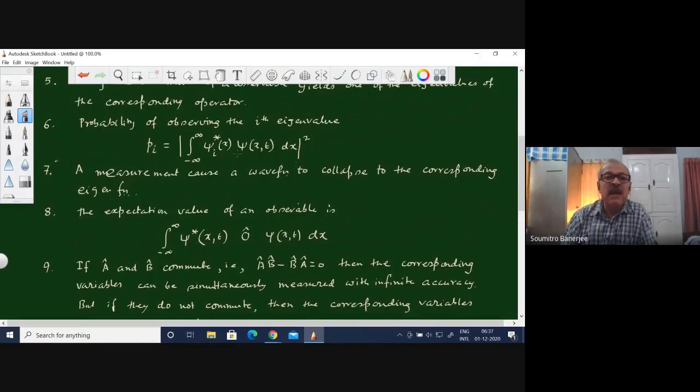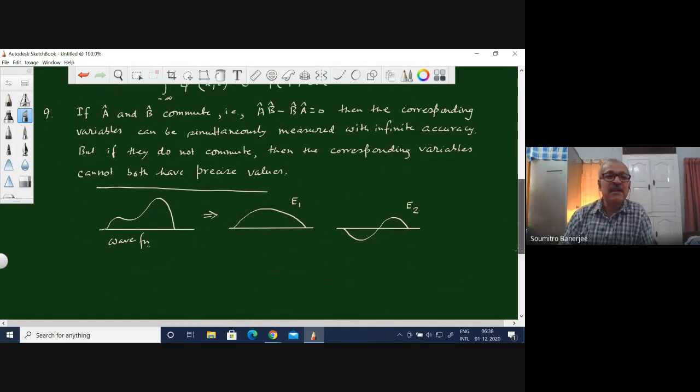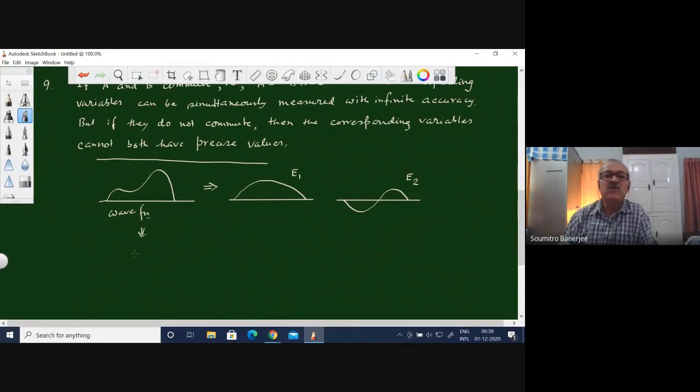This is the wave function psi and this is the eigenfunction psi 1 corresponding to that particular eigenvalue, and the overlap gives the probability amplitude and its mod square gives the probability of observing this value of E1. And similarly for E2. But the moment you have done the observation and you have observed this, instantly the wave function collapses to this. So it was this and it instantly collapses to this. That means it collapses to the eigenfunction corresponding to the eigenvalue that you have observed. So this is psi 1.